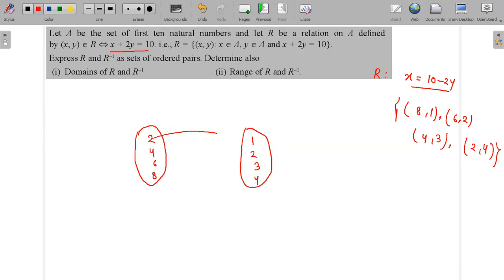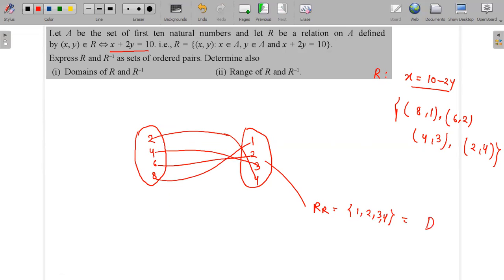So if I ask you what is the domain of relation R, what will be your answer? Obviously 2, 4, 6, 8 will be your domain for relation R. Similarly, if I ask you about the range, then the range of relation R is elements 1, 2, 3, 4, which eventually become the elements of the domain of relation R inverse. Let me write it down: domain of relation R is equal to range of relation R inverse, which is defined in reverse order.